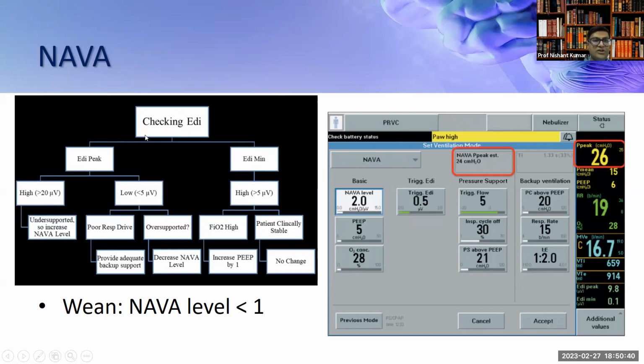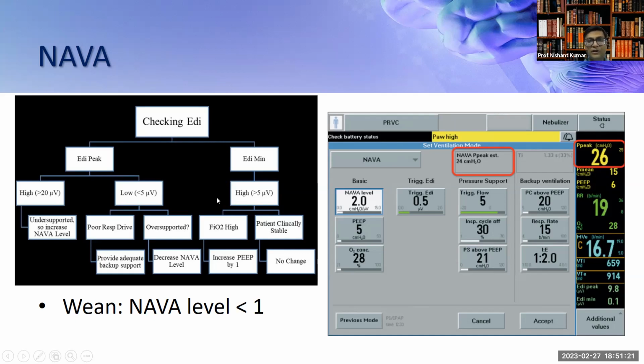So we check the EDI first. We check the EDI peak. If the EDI is high, that means the muscles are working and the patient is under supported, so you increase the NAVA level. If it is low, that means there is poor respiratory drive, so provide adequate backup support, or if it is over supported, you decrease the NAVA level. If EDI minimum is more than 5 microvolts, then FiO2 is high, increase PEEP. If the patient is clinically stable, you don't change anything.